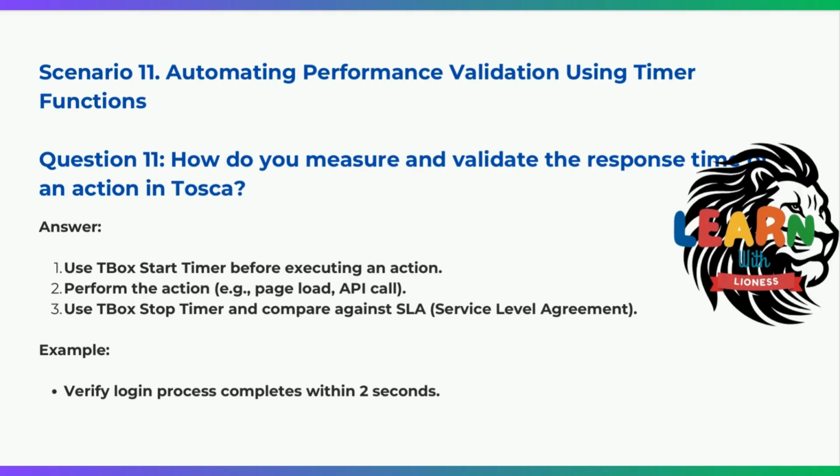Scenario 11. Automating performance validation using timer functions. Question 11. How do you measure and validate the response time of an action in Tosca? Answer. 1. Use TBox Start Timer before executing an action. 2. Perform the action, e.g., page load, API call. 3. Use TBox Stop Timer and compare against the SLA, service level agreement. Example. Verify the login process completes within 2 seconds.